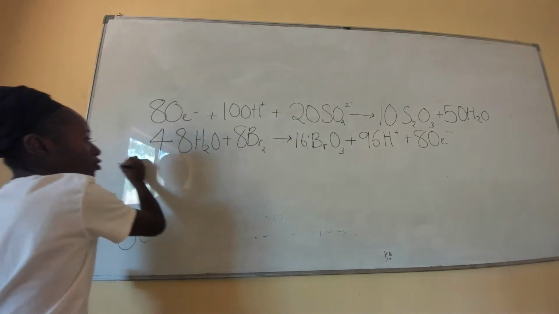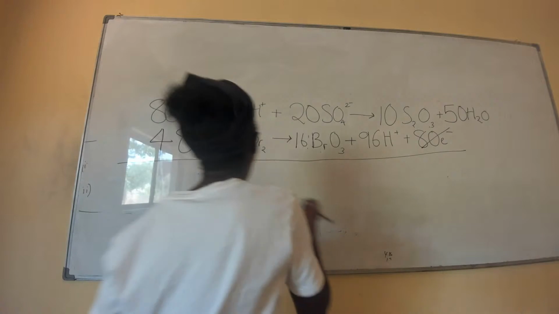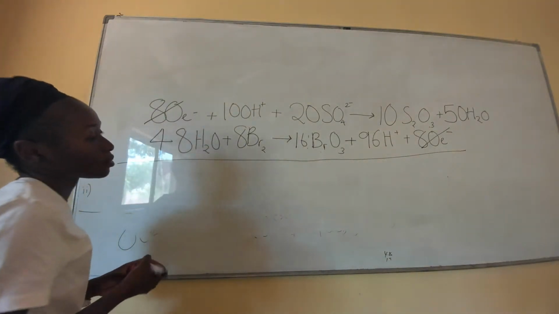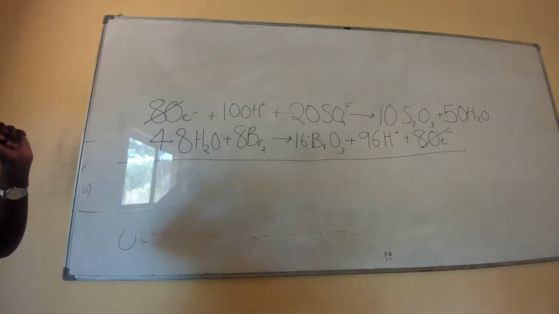So the 80, we'll just write that down there. So we have the 80 electrons cancelling out. So the 80 electrons have cancelled out. We can now look for what else is common.